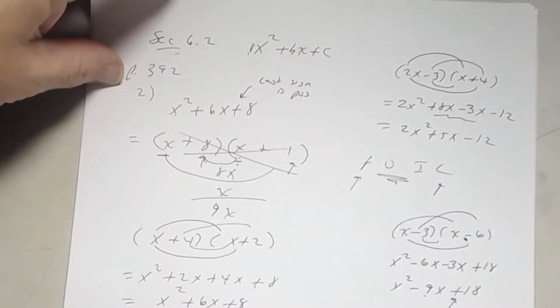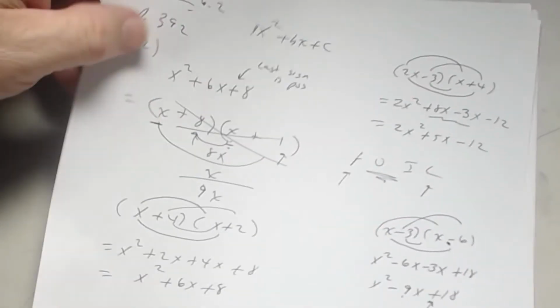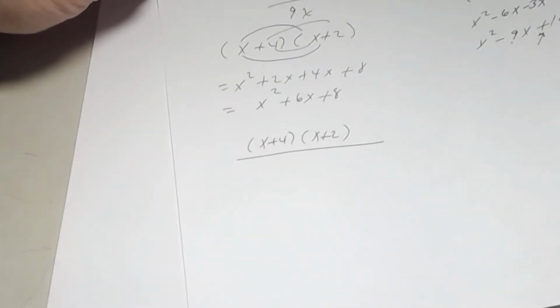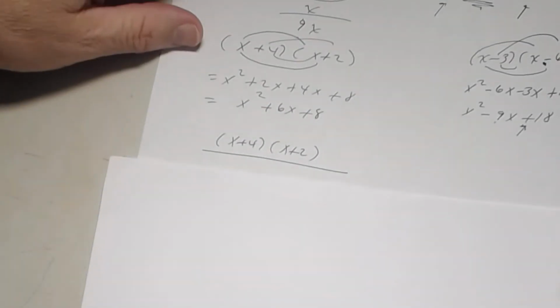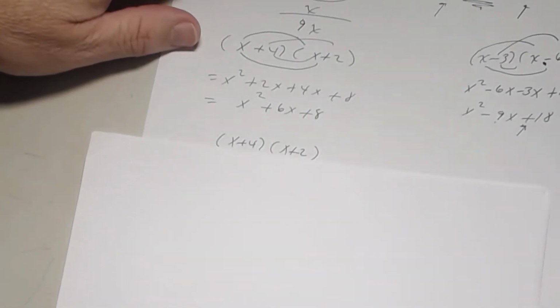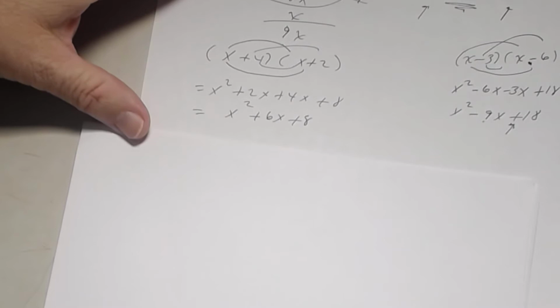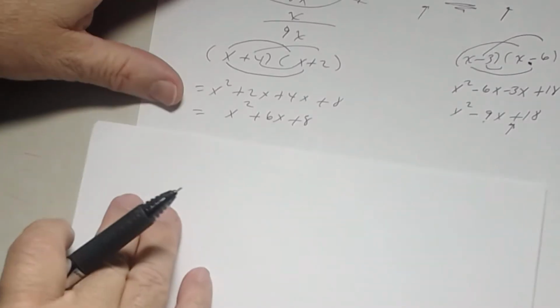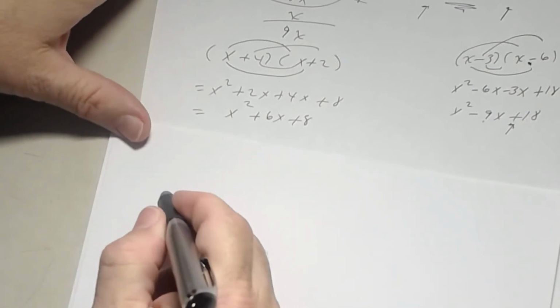All right, so let's look at number 4. Now remember, this is an easy section only because the x squared has a coefficient of 1. But most of what you're going to be dealing with on test 2 will not have a coefficient of 1. So start thinking trial and error.